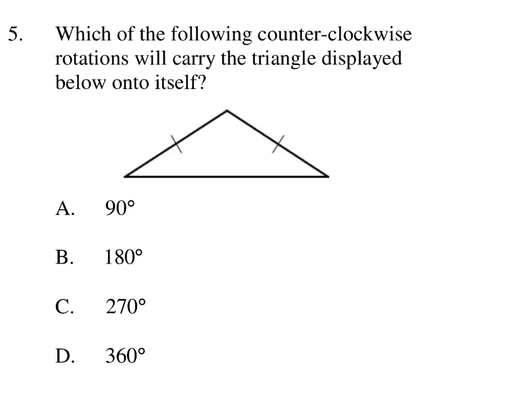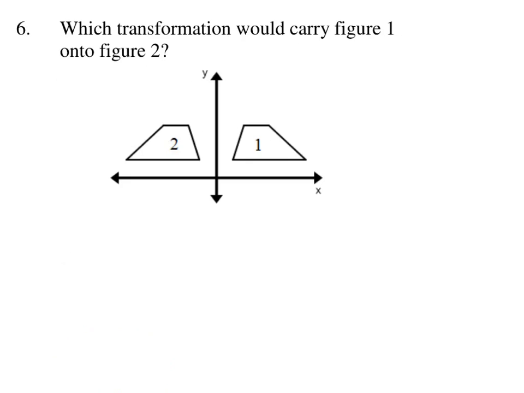5, which of the following counterclockwise rotations carry it on to itself? Well, if you do a 90-degree counterclockwise, it's going to look like this. If you do a 180, it's going to look like this. And if you do a 270, it's going to look like this. It looks like we're going to have to go all the way around, which would be 360 degrees.